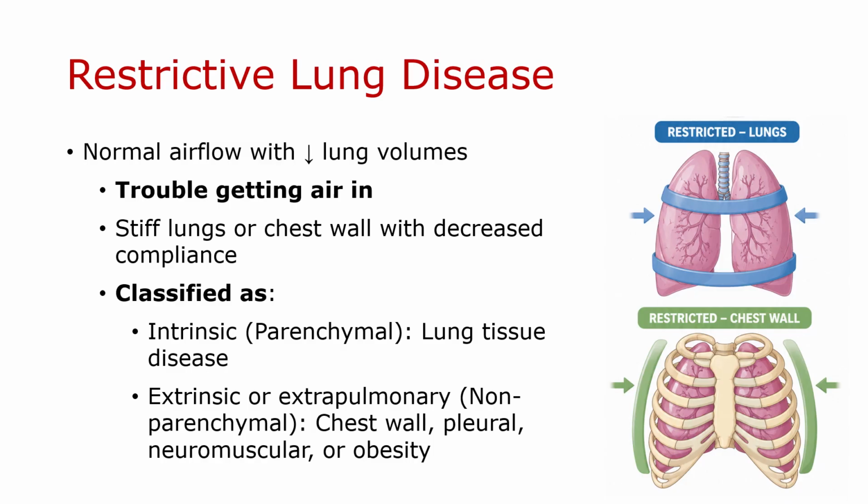Intrinsic, also called parenchymal, directly affect the lung tissue itself. Examples include pulmonary fibrosis and other interstitial lung diseases, where inflammation and scarring reduce lung compliance and limit expansion. Extrinsic, also called extrapulmonary or non-parenchymal, occur outside the lung tissue. These include disorders of the chest wall, pleura, neuromuscular system, and obesity, all of which restrict lung expansion despite relatively normal lung tissue. In other microlessons, we'll explore both intrinsic and extrinsic restrictive diseases and discuss how they affect breathing, exercise tolerance, and physical therapy management.